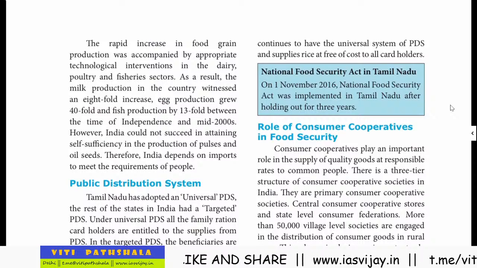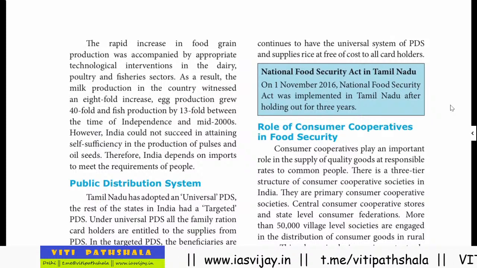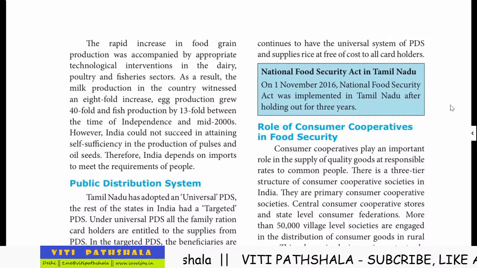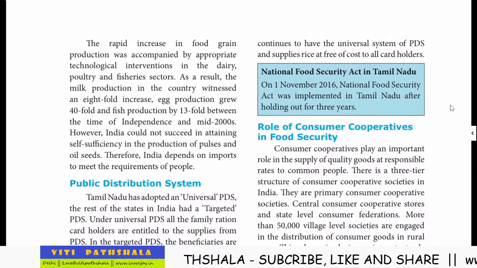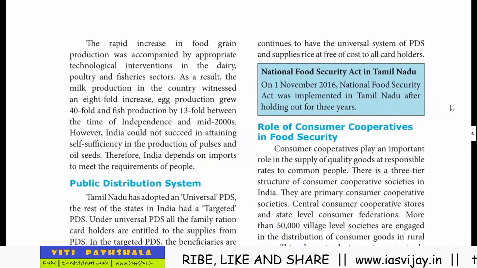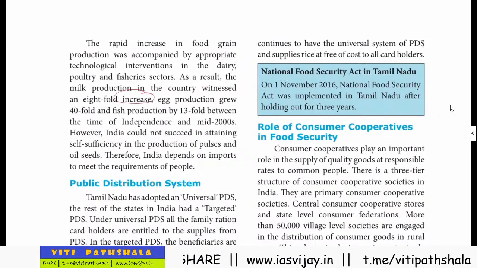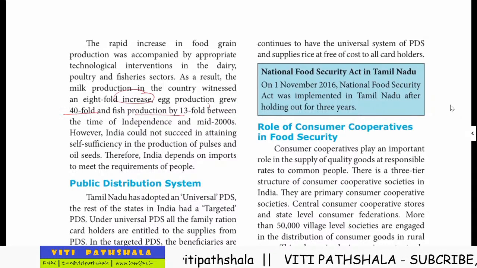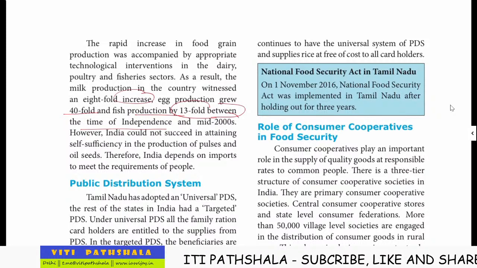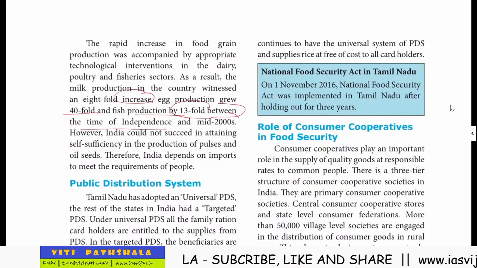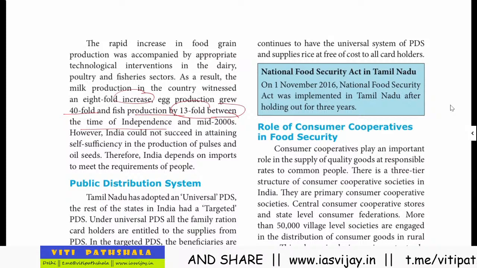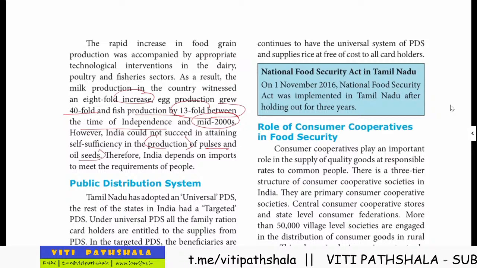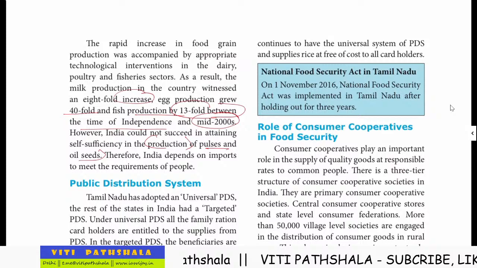Now, the rapid increase in food grain production was accompanied by appropriate technological intervention in the dairy, poultry, and fisheries sector. As a result, milk production in the country witnessed an 8-fold increase, egg production grew by 40-fold, and fish production by 13-fold between the time of independence and the mid-2000s. However, India could not succeed in attaining self-sufficiency in the production of pulses and oil seeds. Therefore, India depends on imports to meet the requirement of the people.